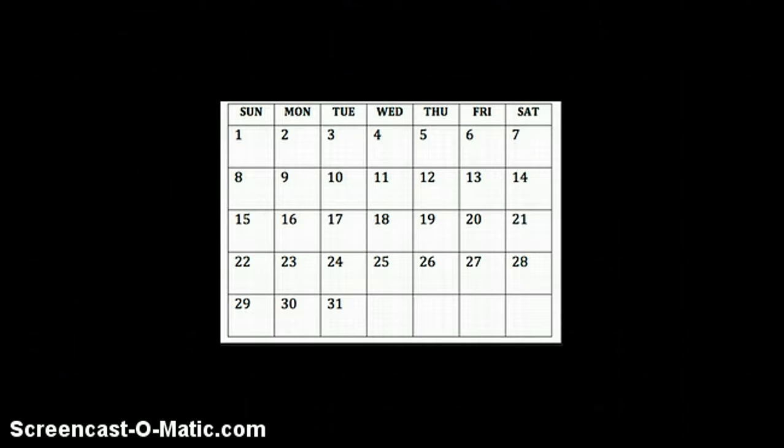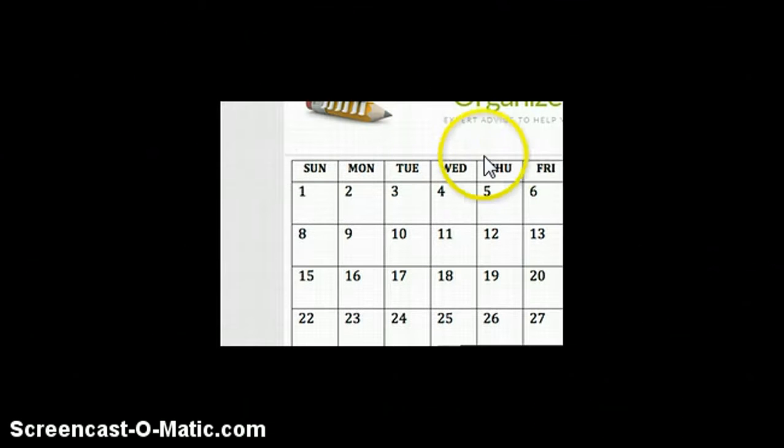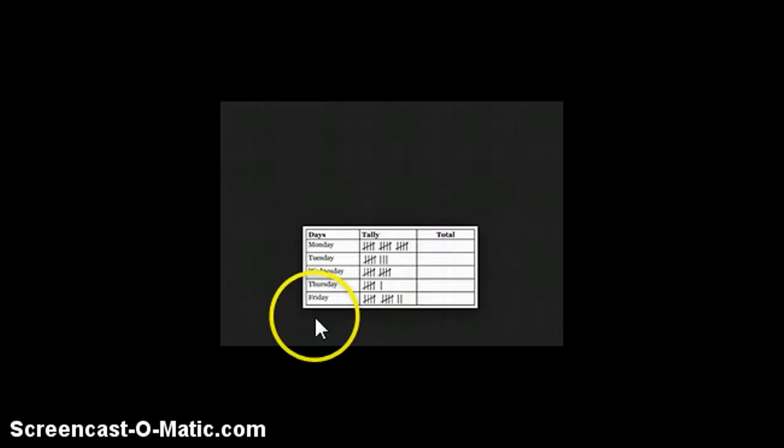Once you have everybody's birthday, you will need to identify what day their birthday falls on. This calendar is for the month of April. My birthday is on the 12th of April. The 12th of April falls on a Thursday. We would write Thursday for the day of the week that that person's birthday falls on.